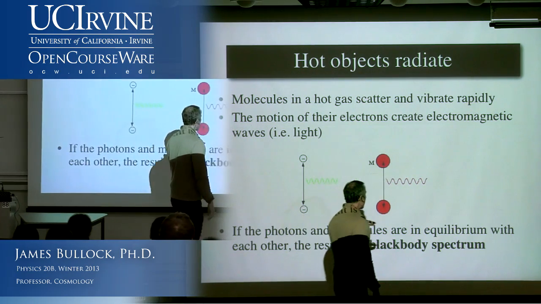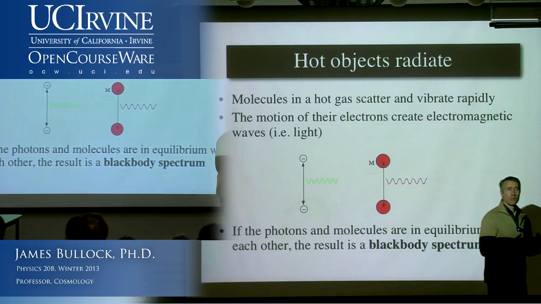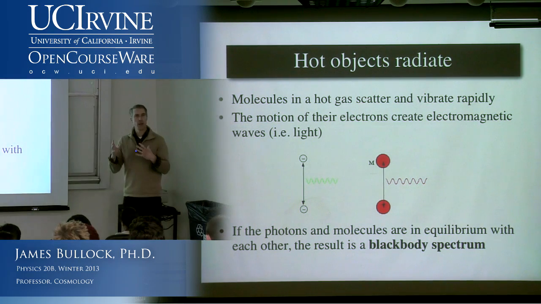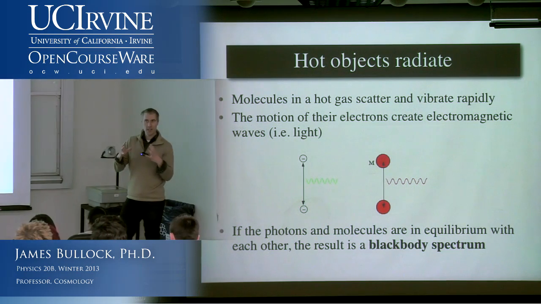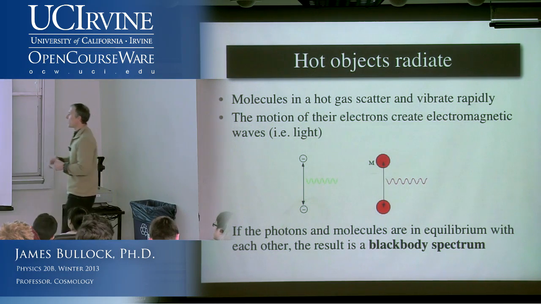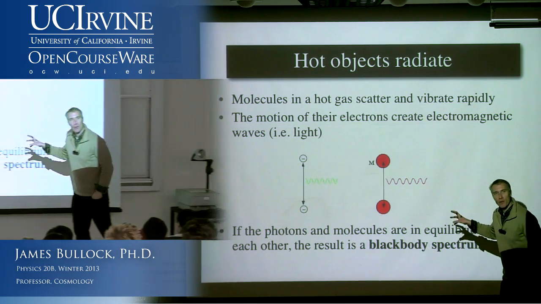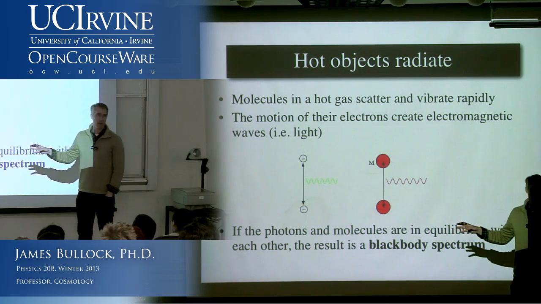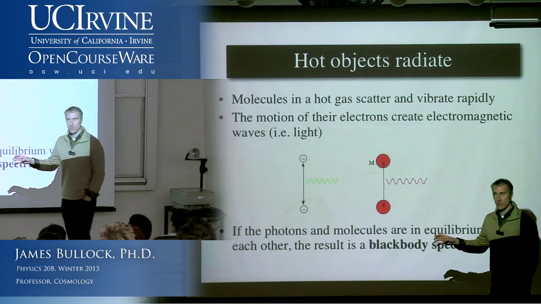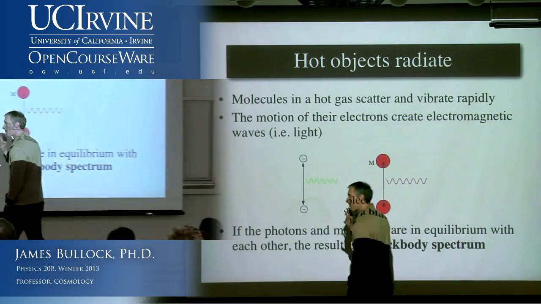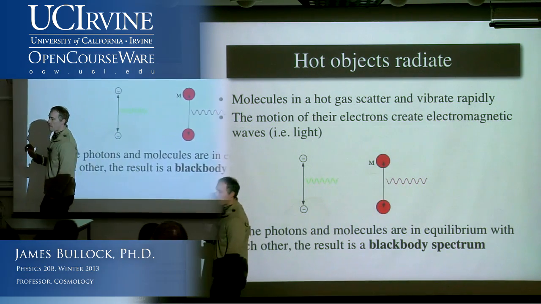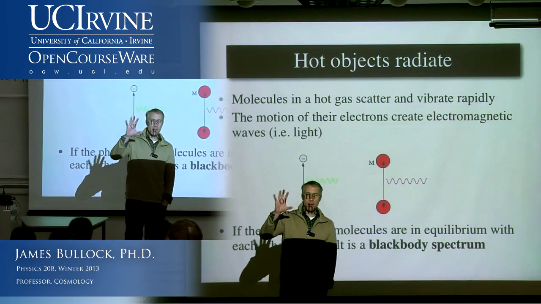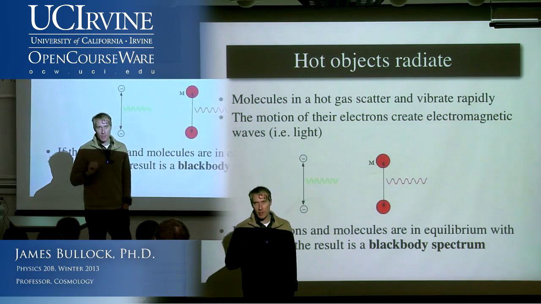If the photons and molecules are in equilibrium with each other, let me just say in sort of a qualitative way, if they sort of share energy and it's a stable configuration, then the spectrum of light that will be emitted, and I'll talk about this in a bit, is called a black body spectrum. We mentioned the word black body last time. I'm mentioning it again now. It will emit light in a specific way that's called the black body spectrum.